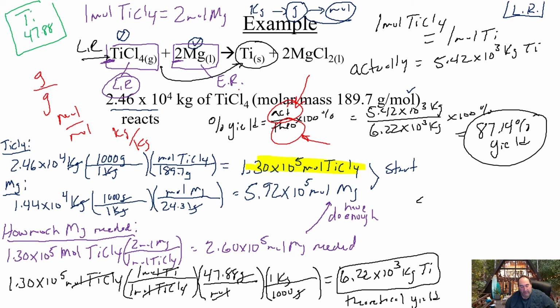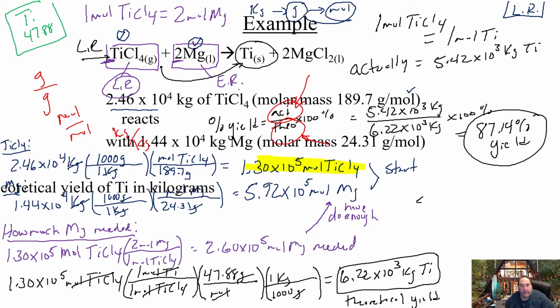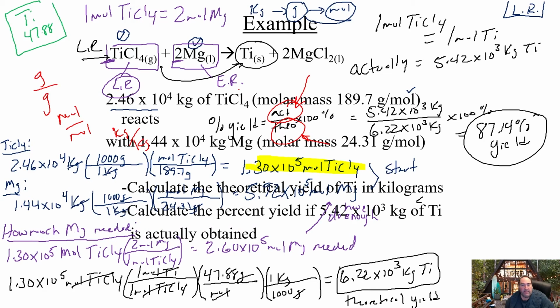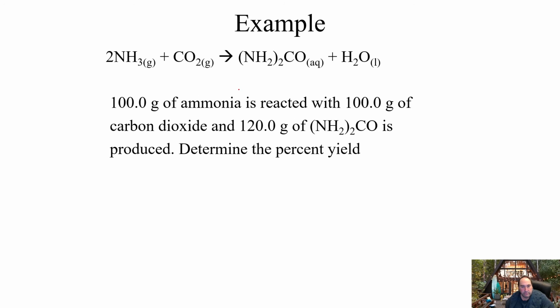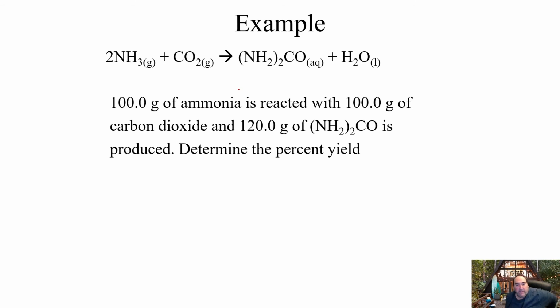All right, let's try one more here, I think, to wrap up this chapter. See how you do. Whoops, there it is. All right, so why don't you give this one a go here. 100 grams of ammonia is reacted with 100 grams carbon dioxide, and we do produce 120 grams of NH2CONH2. What is the percent yield?